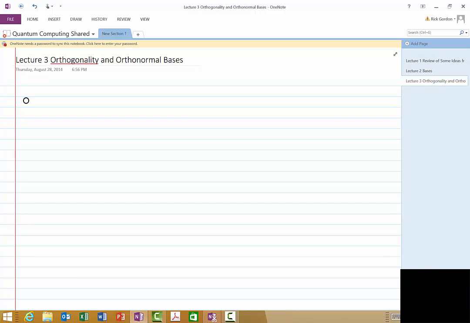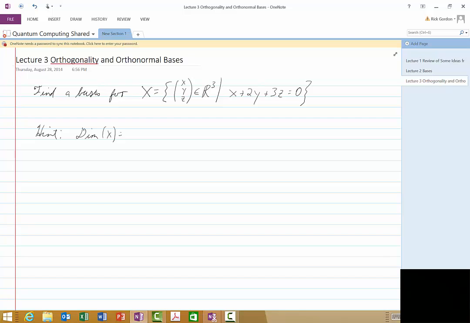I said something along the lines of: find a basis for X, which is equal to the set of all vectors in R3 such that x plus 2y plus 3z is equal to 0. And I gave you a hint, which was that the dimension of X is equal to 2.